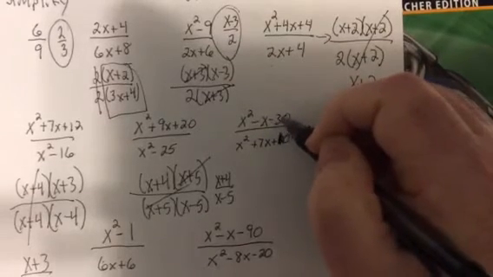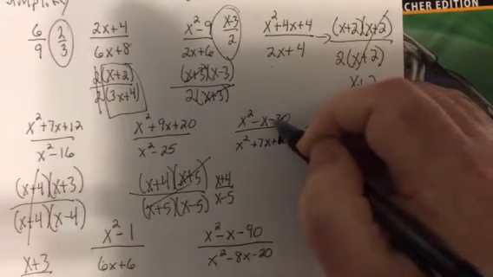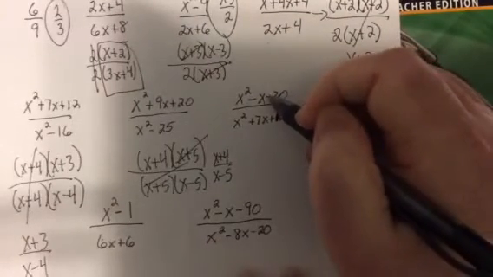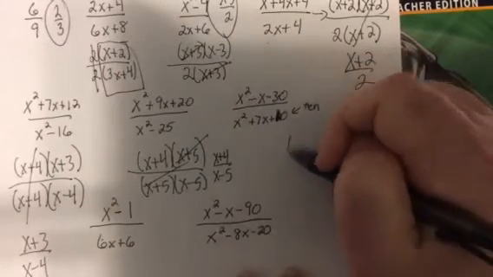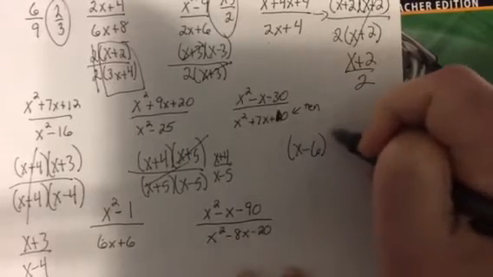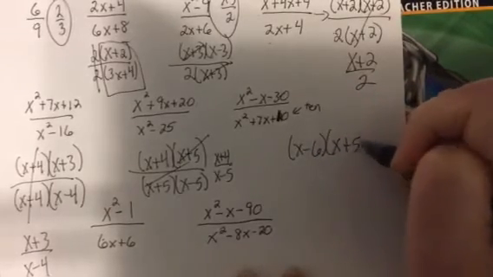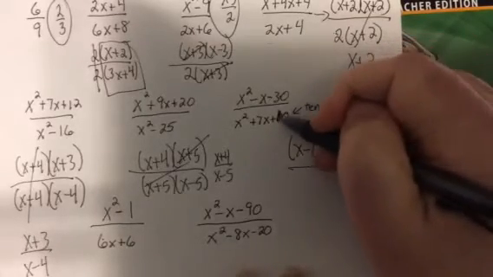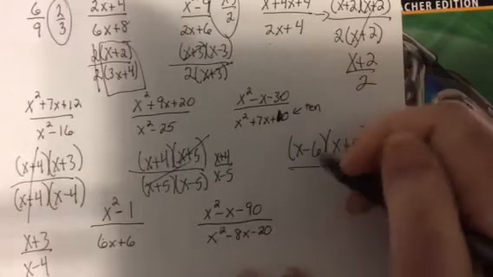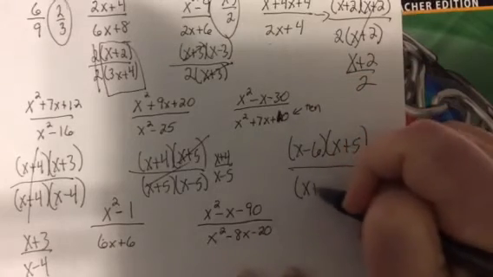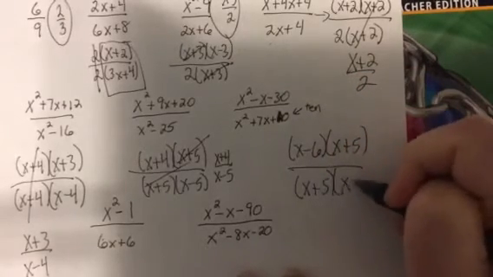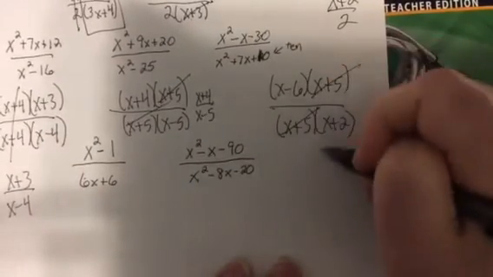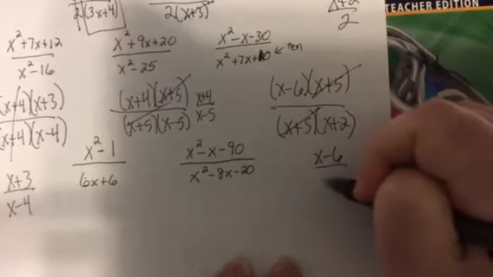What are the factors of 30? What do you multiply to get 30 but subtract to get 1? Well, that'd be 6 and 5. And the largest one goes with the middle sign. So it'd be x minus 6, x plus 5. Then this one, that's a 10. I actually wrote the number because that was sloppy. Sloppy. So x plus 5, x plus 2. So the x plus 5, bam, bam. So it's x minus 6 over x plus 2.